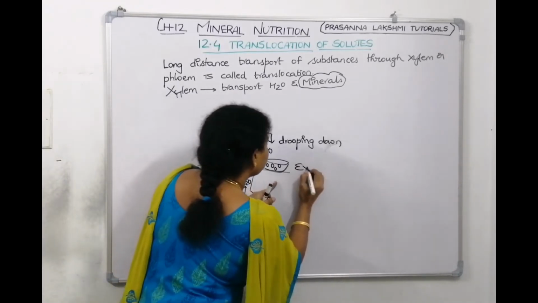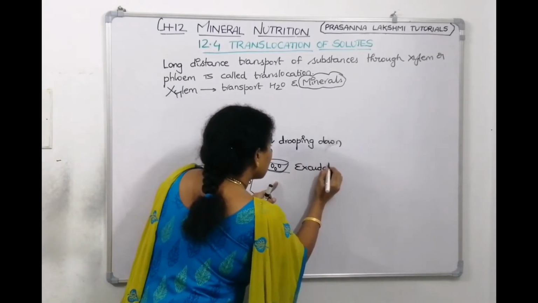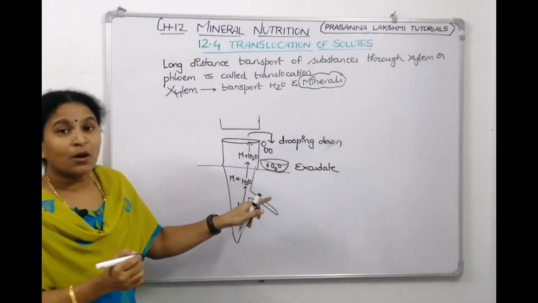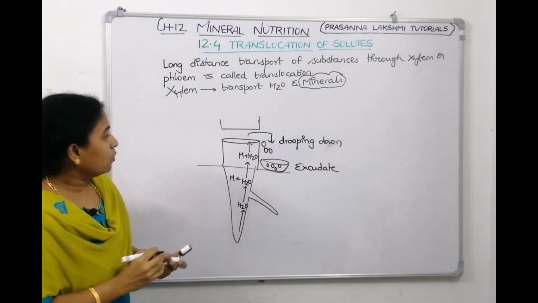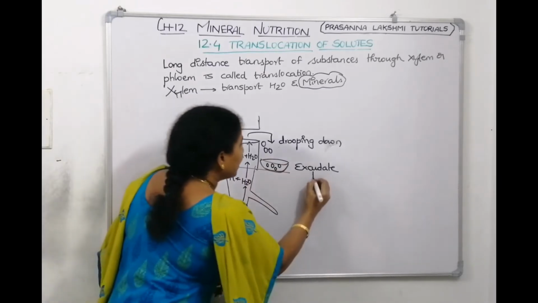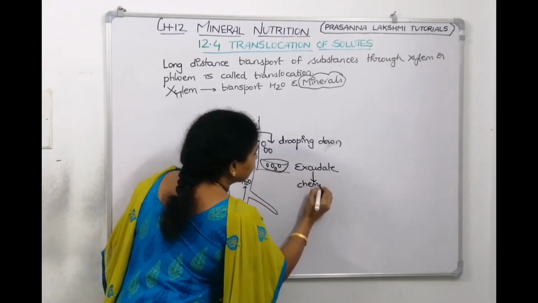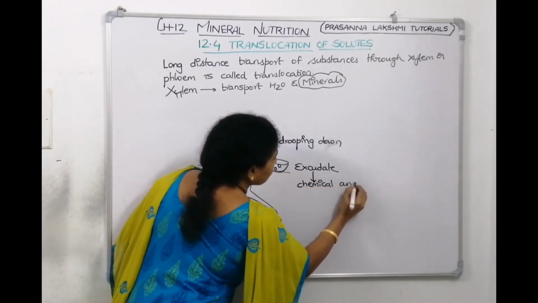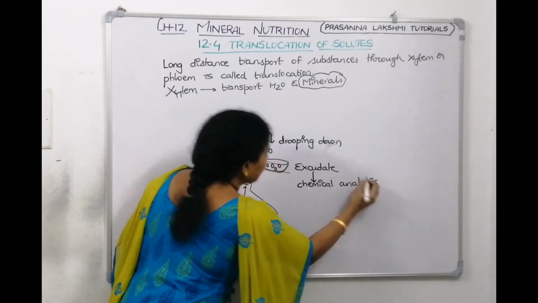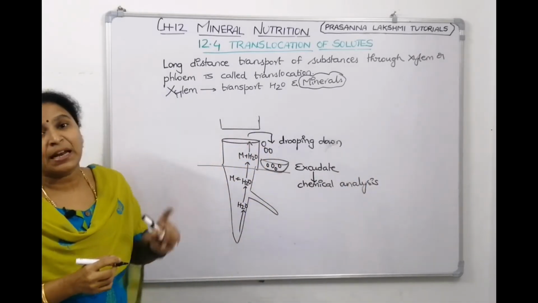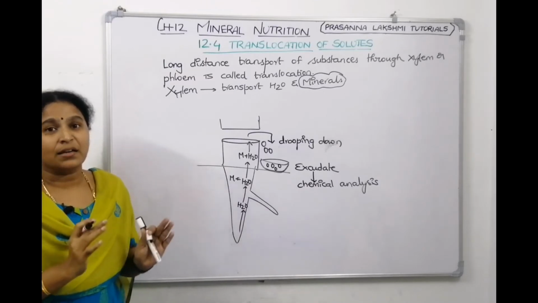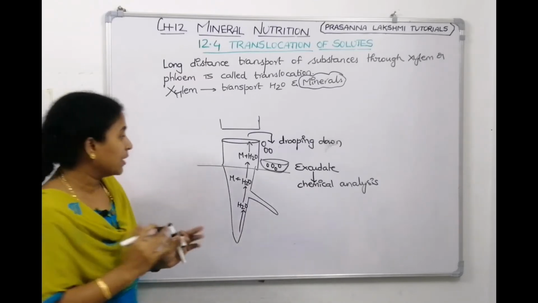What is it called? This is called exudate. And the process is called exudation. And this exudate, if you do chemical analysis, we came to know that the xylem sap contains minerals.